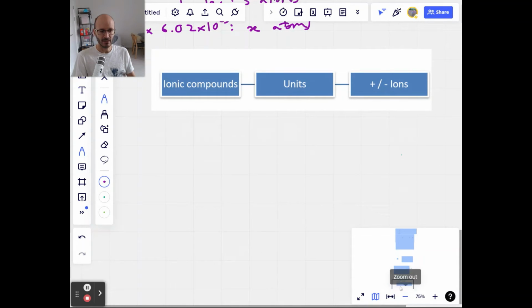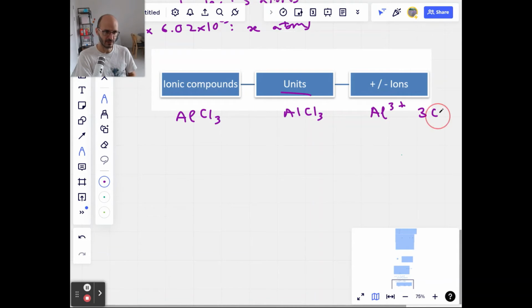All right, so let's have a look at ionic compounds, something like aluminum chloride. When you have an ionic compound, then the relevant particle, the structure of the compound is made of units of aluminum chloride. Each unit has got 1 ion of aluminum and 3 ions of chloride. So imagine they ask you how many chloride ions do we have in 0.2 moles of aluminum chloride. You may want to give it a go and pause the video.